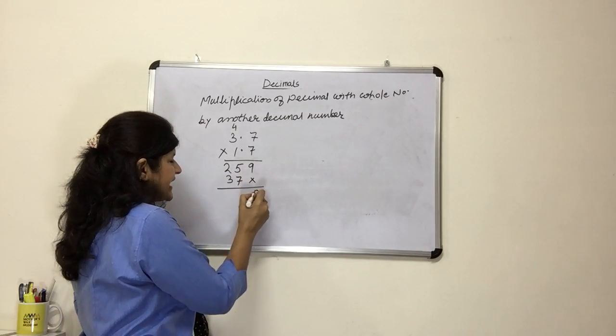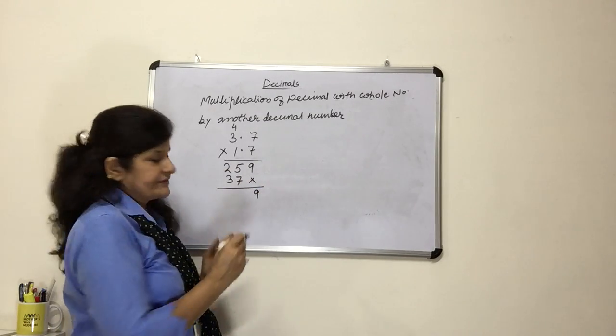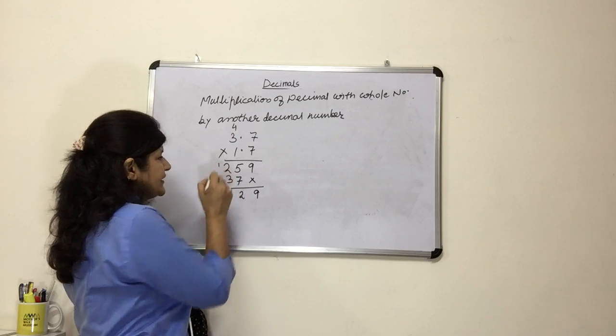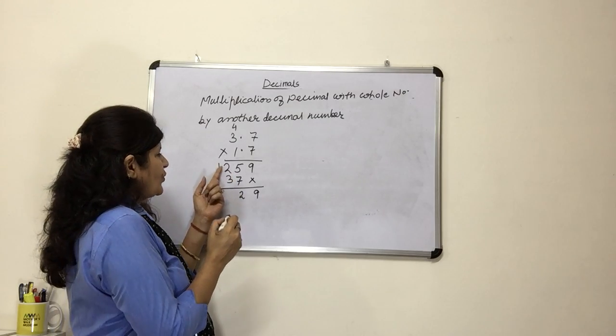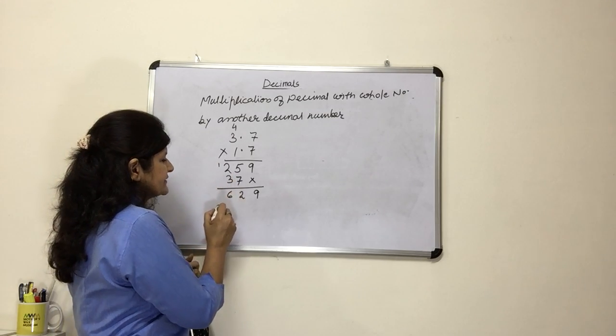Right? So this is 9. 7 plus 5, 12. Carry over 1. 3 plus 2, 5 plus 1, 6.